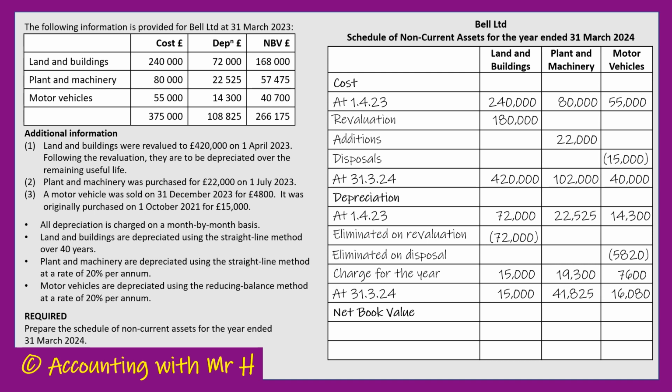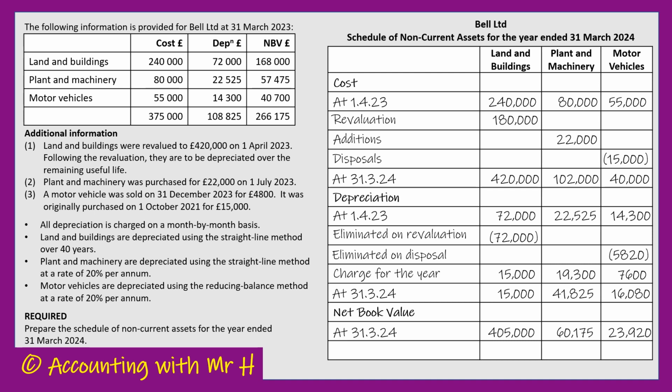There's my heading. And then all I'm going to do is work out the net book value then at the end of the financial year. And I've done it there. So for example, the land and buildings, take the cost figure at the end of the year, which was 420,000, take away the depreciation at the end of the year, 15,000, means the net book value is 405,000. And then do the same for plant and machinery, 102,000, take away 41,825, gives them a net book value of 60,175. And then likewise motor vehicles, 40,000, take away 16,080, gives them a net book value of 23,920.